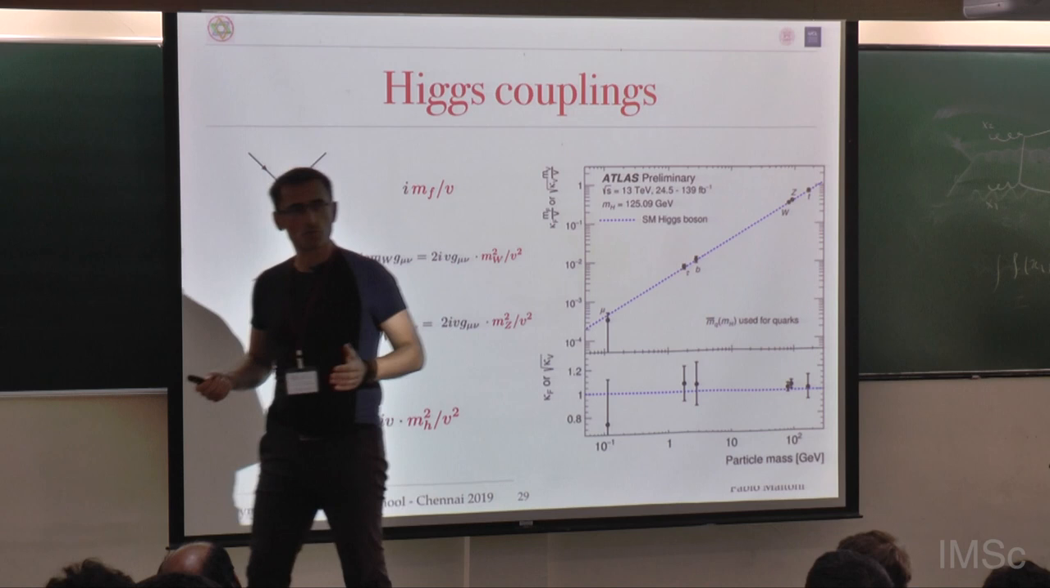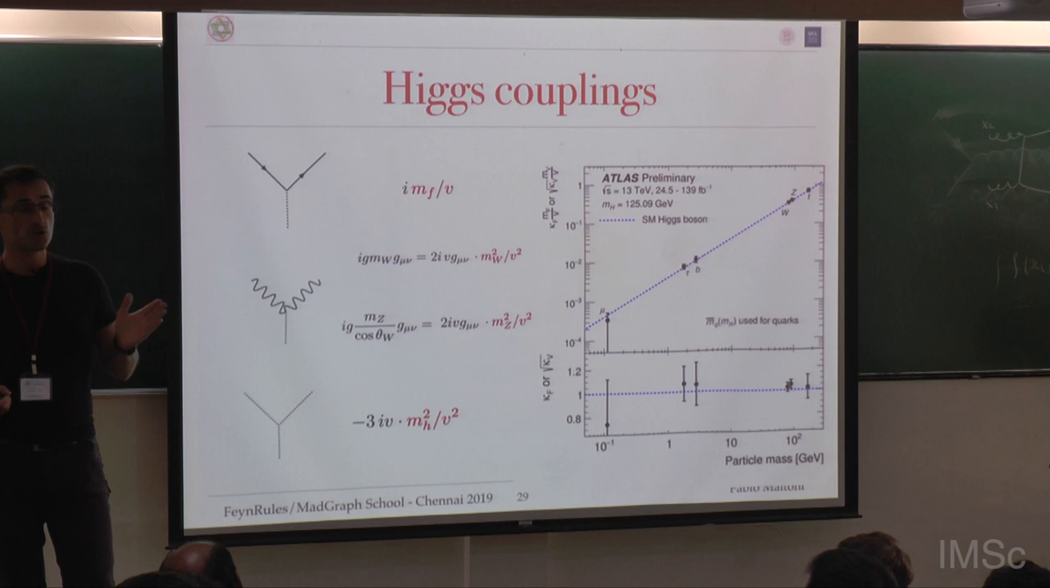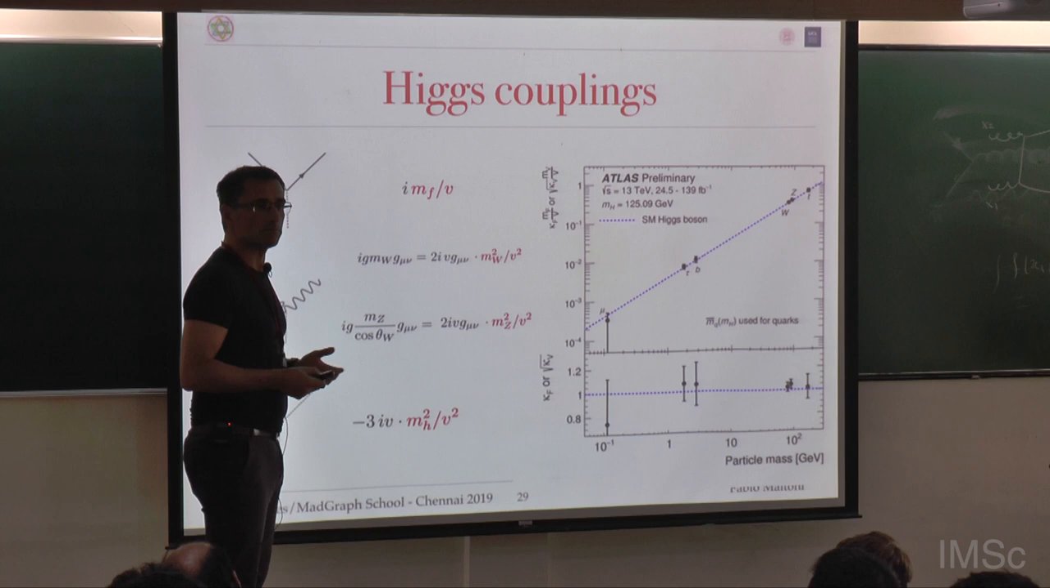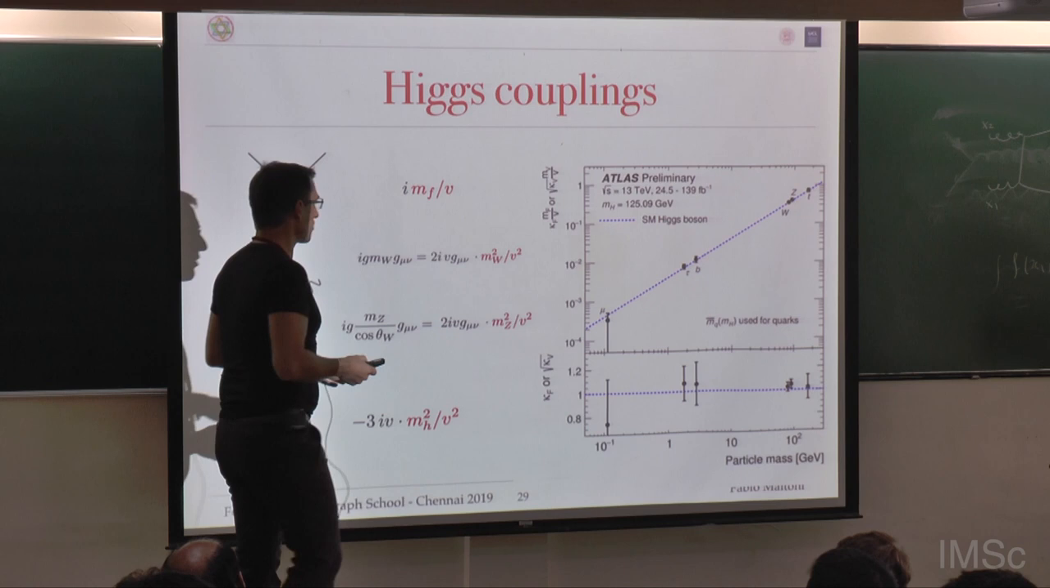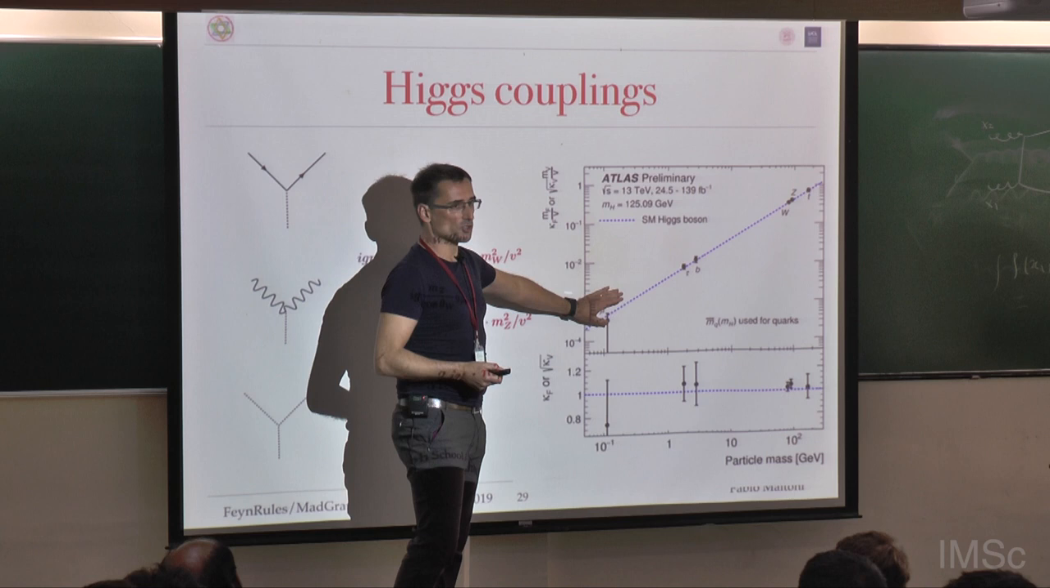And we don't know anything about second generation and first generation. Who knows? Maybe the Higgs doesn't couple to the muon. Or maybe it cannot couple much more strongly than we predicted, because otherwise this would be a measurement, while it is only an upper bound.